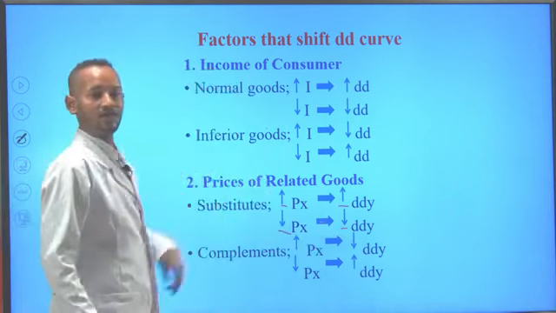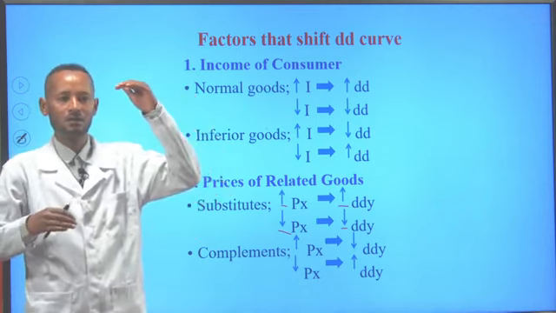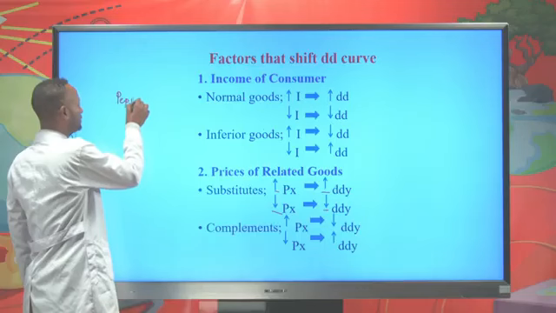That means if a rise in the price of one of the commodities increases the demand for the other, and a fall in the price of one of the commodities decreases the demand for the other, then the two goods are considered as substitutes. For example, Pepsi and Coca-Cola are substitutes.